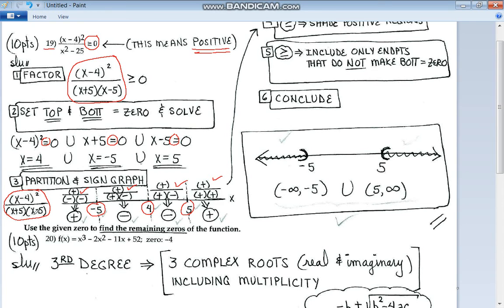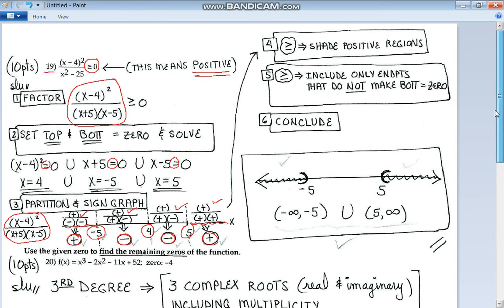The bottom, we have to judge each of them separately for the two factors, then multiply everything together. We get positive here, negative result here, negative result here, positive result here. We're only shading the regions that are positive. Okay, so that would mean only this region and this region. Let's see what we do with that.